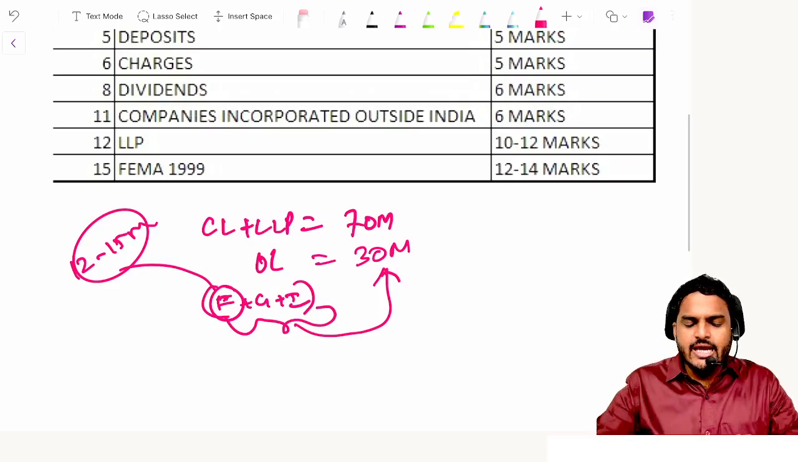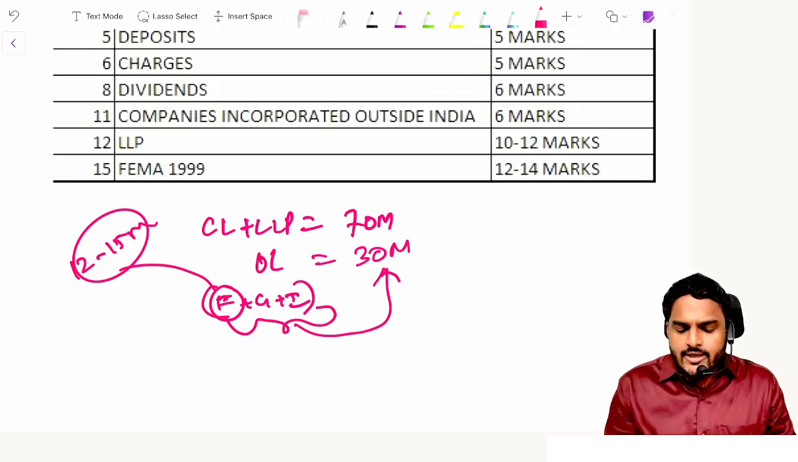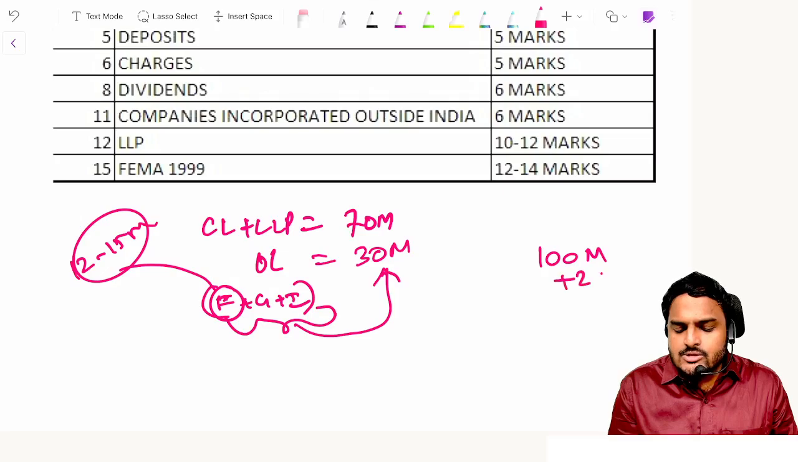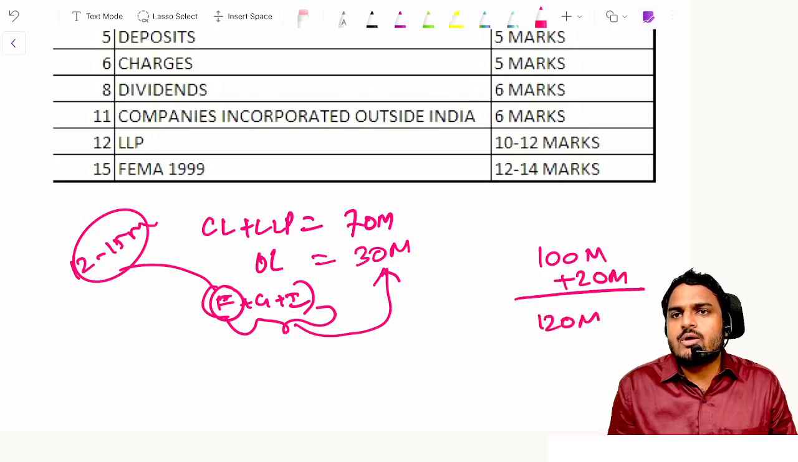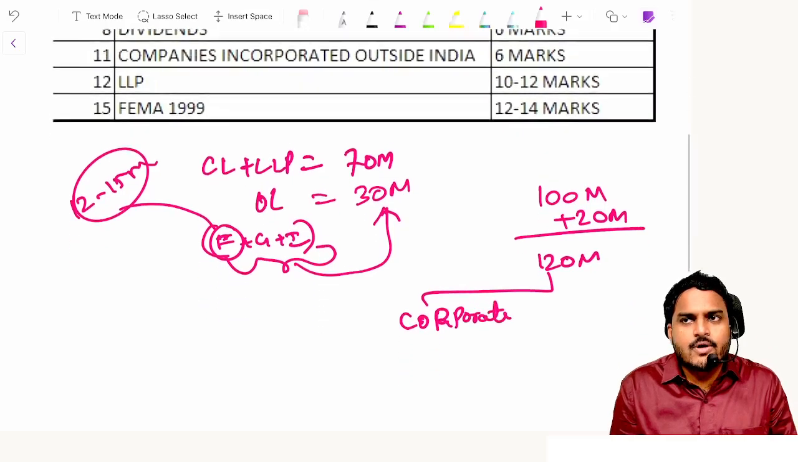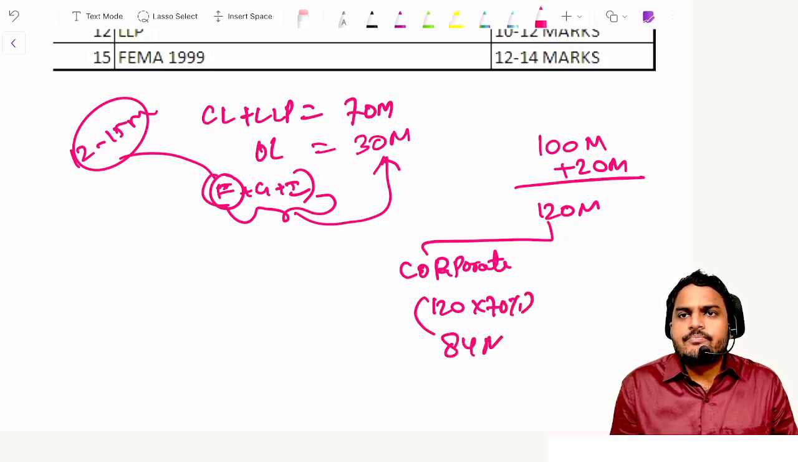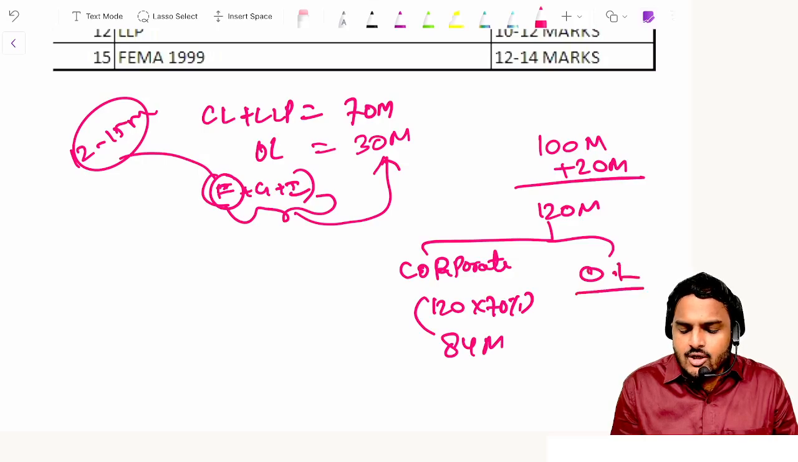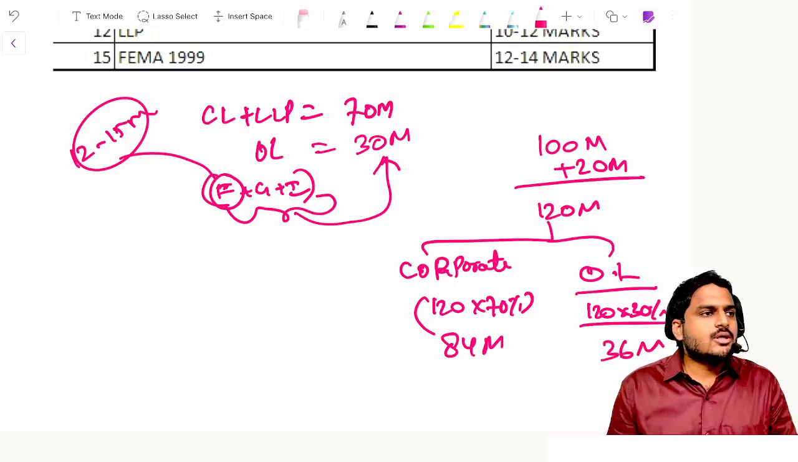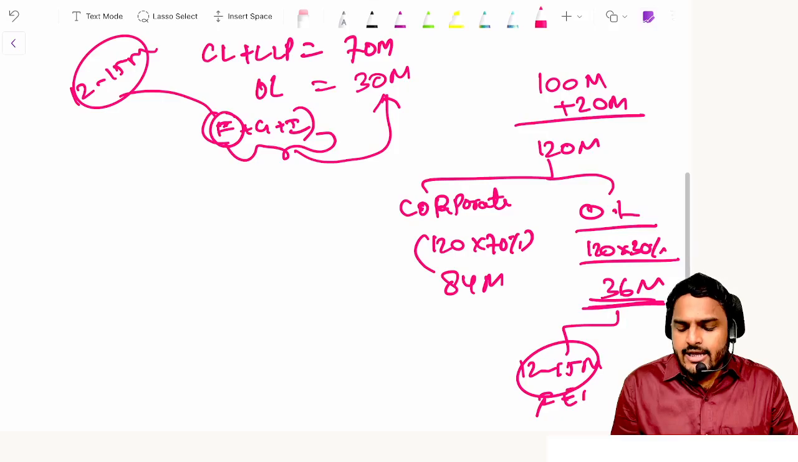So first I'll give you independent weightage of each and every chapter. In company law, we are having how many chapters? 11 chapters. Including choice, our question paper is for how many marks? 100 plus 20. Including choice, our question paper is for 120. That means corporate law is having a total weightage of 120 into 70%, that means 84 marks. And other laws, 120 marks into 30%, here it is a weightage of 36 marks. Out of 36 marks, trust me, you will get 12 to 15 marks from FEMA and 18 marks from General Clauses Act and Interpretation of Statutes.